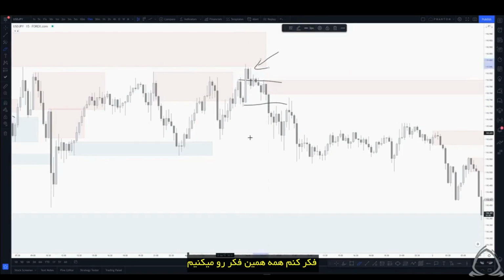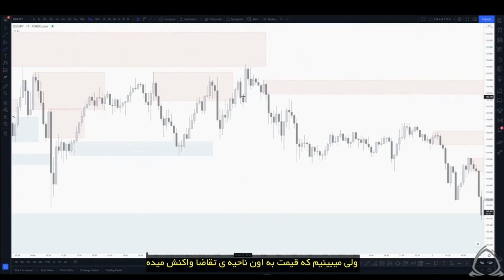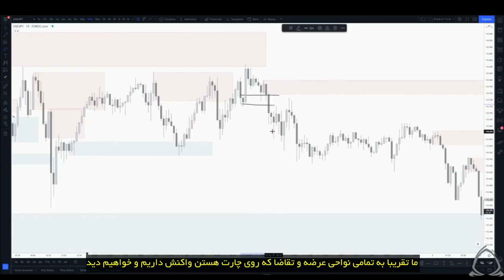I think we can all admit to that. We get a nice solid bullish candle, price expands to the upside, but we don't get any follow through. But what we can see is price does begin to react to that demand zone and begins to fall through and creates a downtrend. But again, just touching on that initial comment that I made in the first video, we do and will see reactions to almost every single supply and demand zone that is printed on the chart.